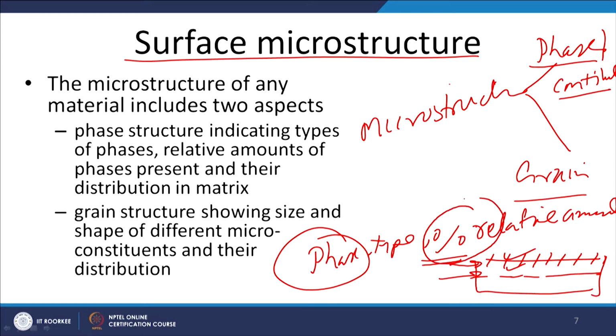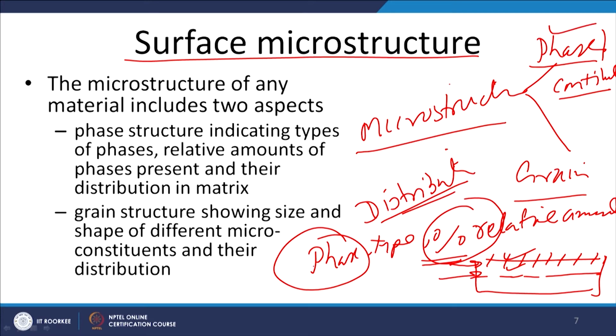What is their relative amount and where they are present? That is the distribution. They are present means one particular type of the phase is present more at the surface or less at the surface. So, that in turn affects the surface behavior with regard to the wear and friction. So, one aspect of the microstructure is the phase structure, where we will try to see the type of phases, relative amount of the phases, various phases which are there, and how are they distributed, where they are present. So, this is one aspect.